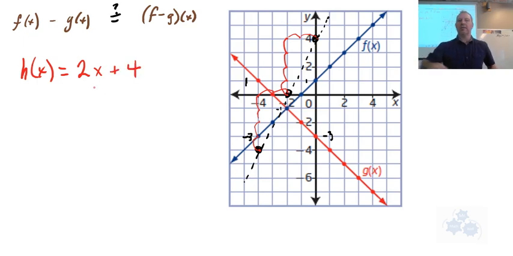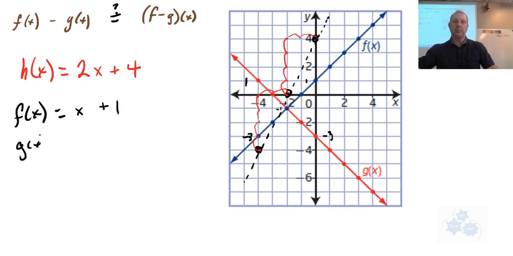So it appears that our h of x function is going to be 2x plus 4. So let's figure out now what f of x actually equals. So f of x, what is that one? Okay, so we've got a slope of 1 and an intercept of 1. It's going to be x plus 1. G of x is what? We've got a slope of -1 and a y-intercept of -3. Does this look okay? The functions?